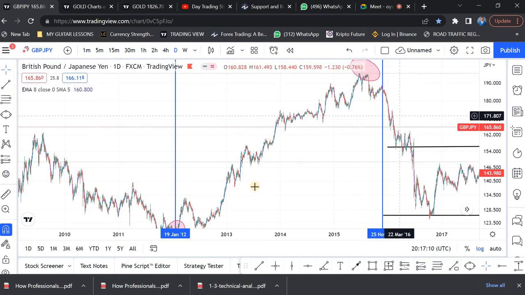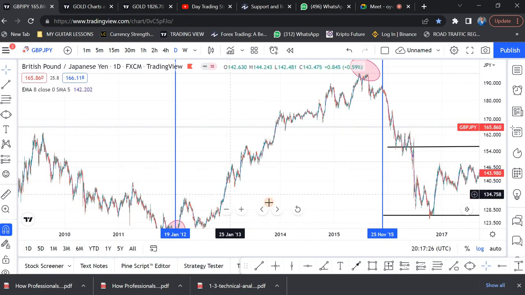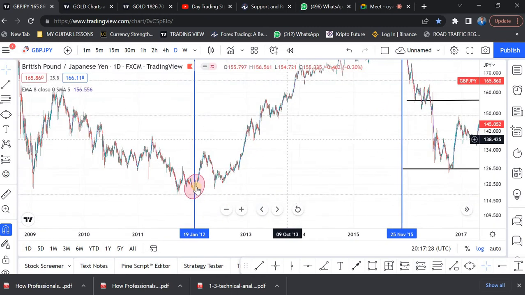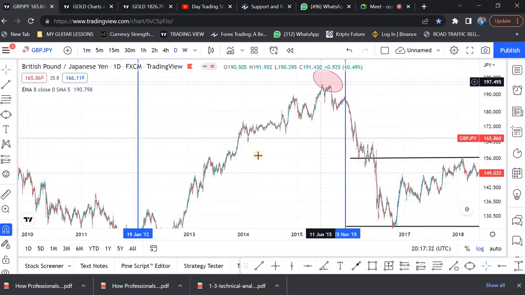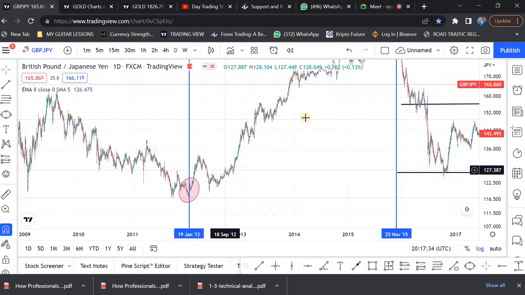Uptrend. From this point to this point, is the market moving in an uptrend, a downtrend, or is it ranging? It is moving in an uptrend market. Very good. So you could see that price moved from this level down here up to this level. At this particular point in time, the market is in an uptrend.